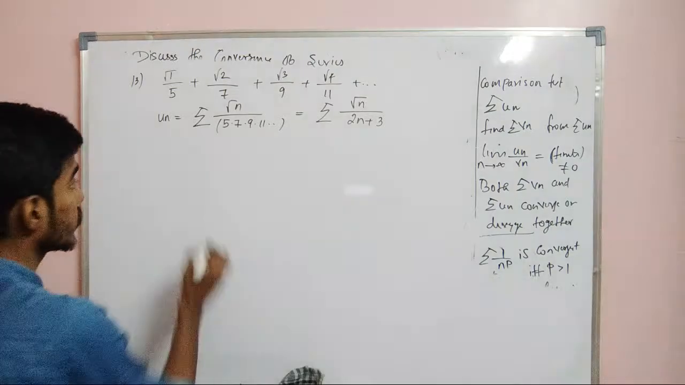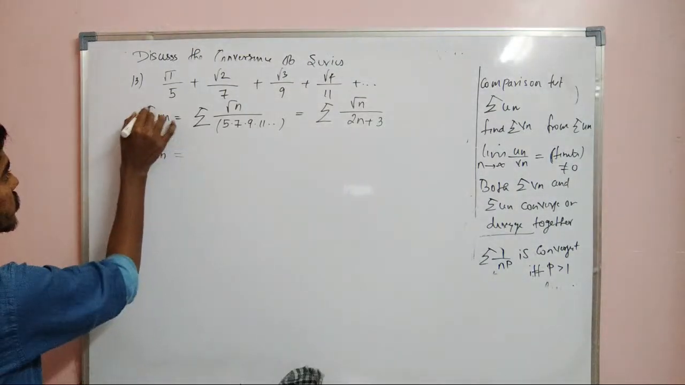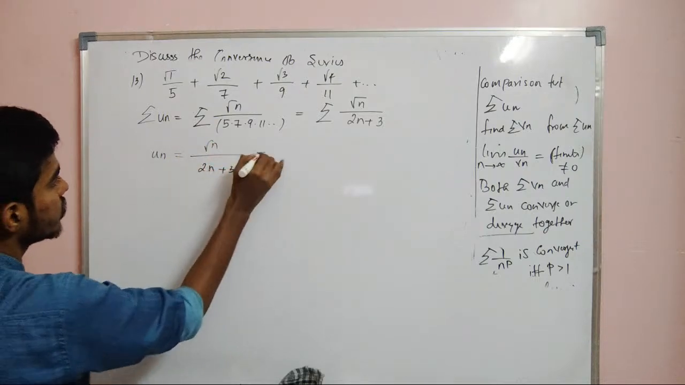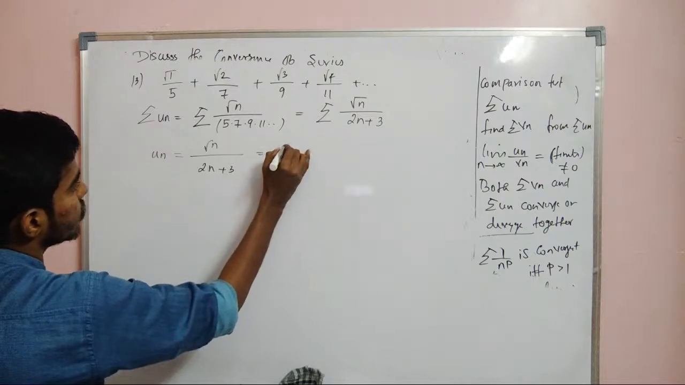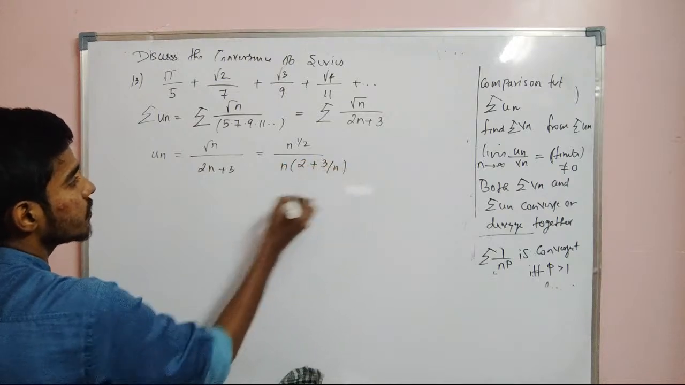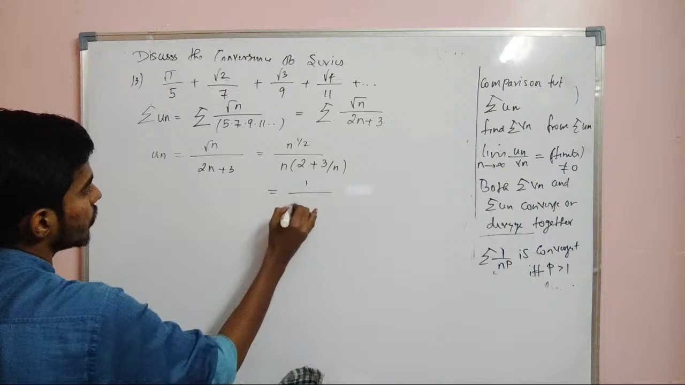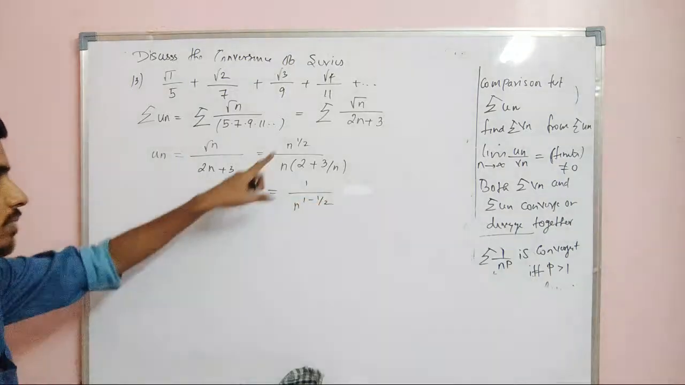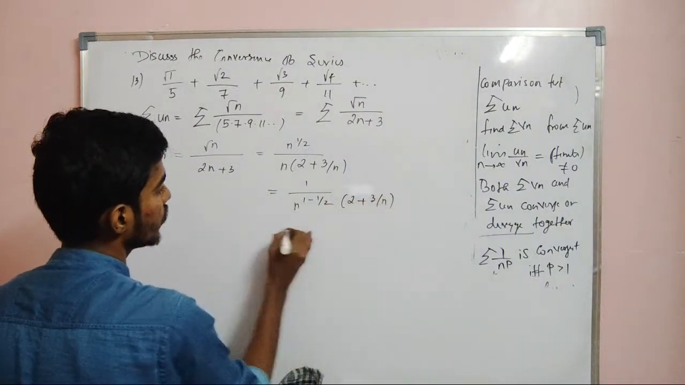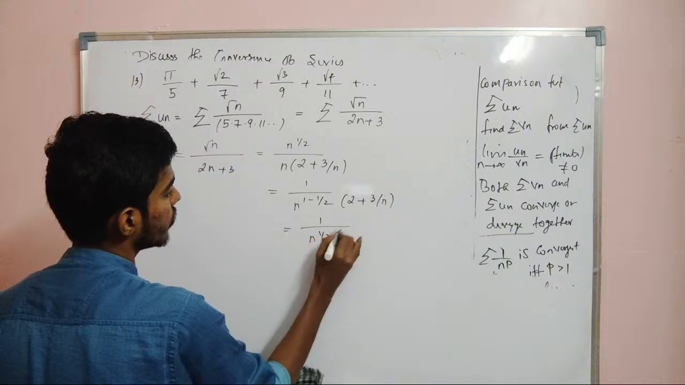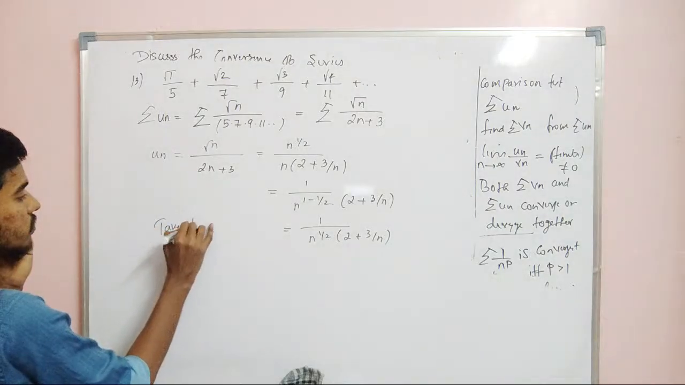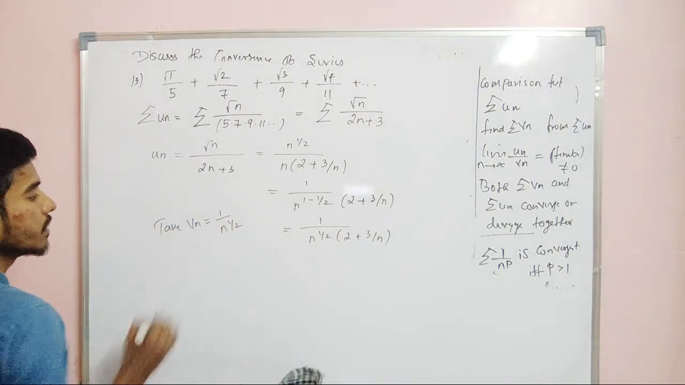Okay. Now our un is root n by 2n plus 3. So let me take n common here. So we will have 2 plus 3 by n. So I can write this as 1 by n power 1 minus 1 by 2. So I'm taking n power 1 by 2 to the denominator. So we will have 2 plus 3 by n. So this is nothing but 1 by n power 1 by 2, into 2 plus 3 by n. Now I will take Vn. Vn is equal to 1 by n power 1 by 2.